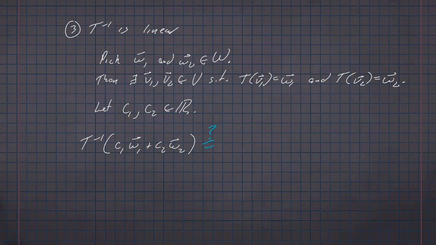And if this is linear, then this is going to be equal to c1 times T inverse of w1 plus c2 times T inverse of w2. That's what we want to show here. So we have to figure out a way to do that. And I've kind of hinted as to how we're going to do that with how I set everything up here. We know what w1 and w2 are in terms of v1 and v2.